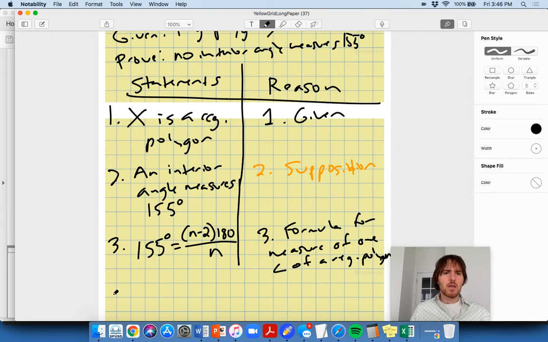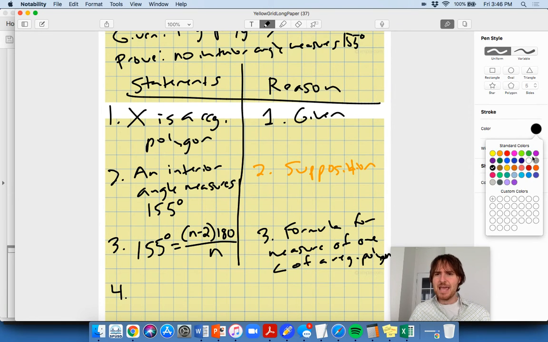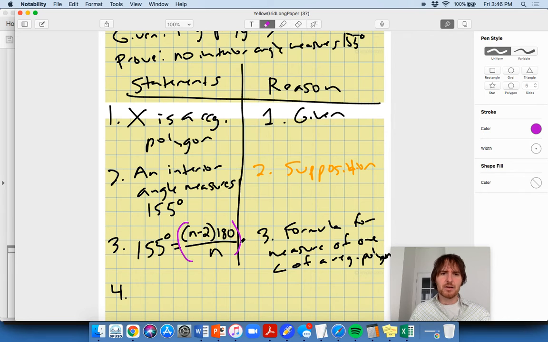Regular polygon. And then I'm going to solve that. Okay, I'm going to see what's going on here. So what I'm going to do is multiply both sides by n, right? To get that n out of the denominator. N here times n here.